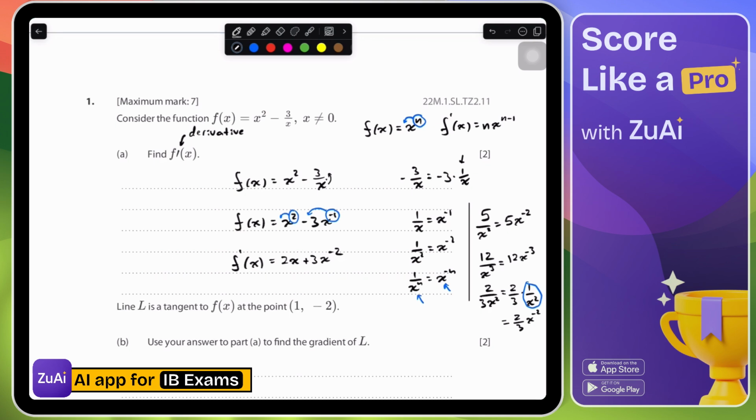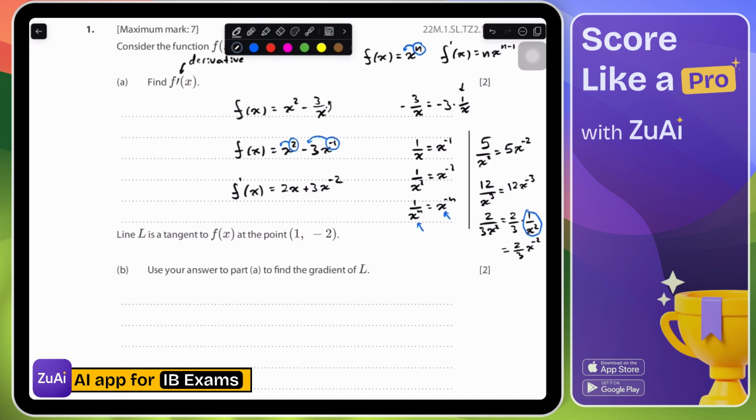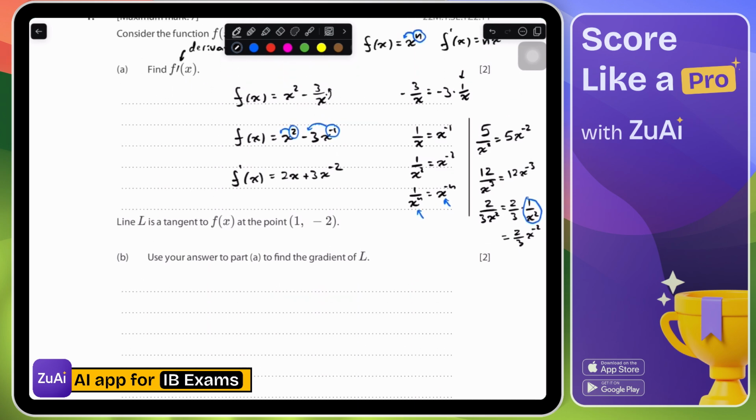Okay, that was the first part of this question. The next part, they're telling us there's some line L, and it's tangent to f of x at the point 1, -2. Just a reminder of what tangent means.